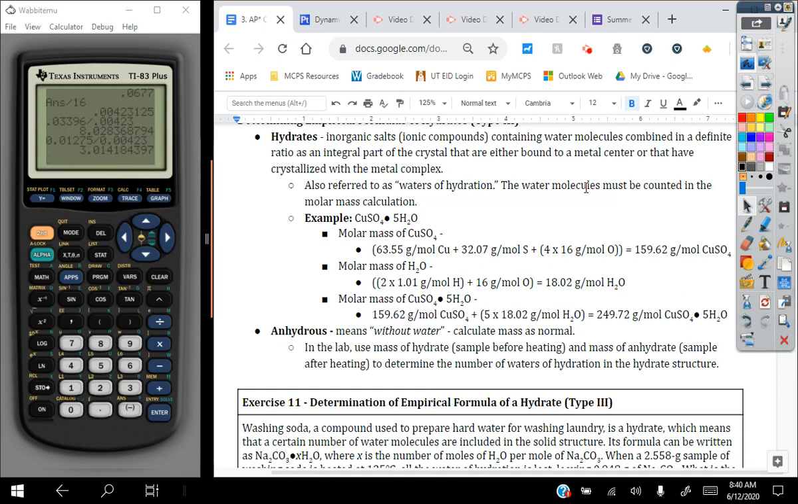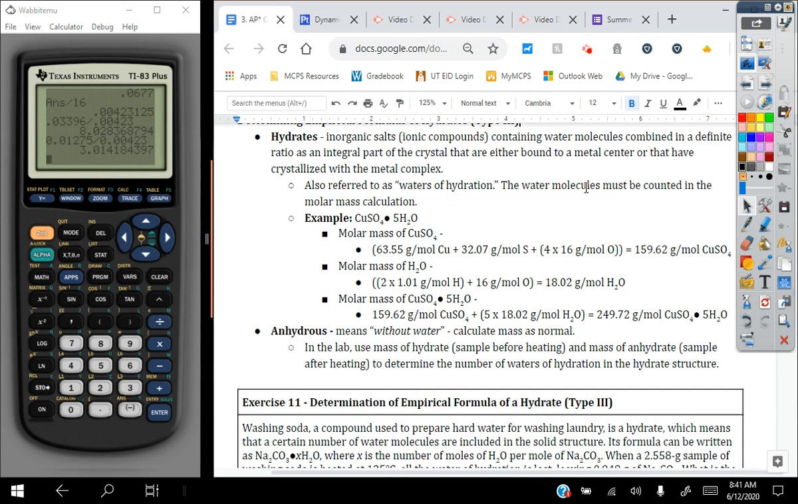A hydrate is an inorganic salt, which is essentially just an ionic compound, metal and nonmetal. But what's interesting about the crystal structure of this solid is that it contains water molecules combined in a definite ratio. So when we write the chemical formulas, you write the ionic compound, and then we use a dot, and then the number of water molecules that are attached to that crystal structure as part of that unit.